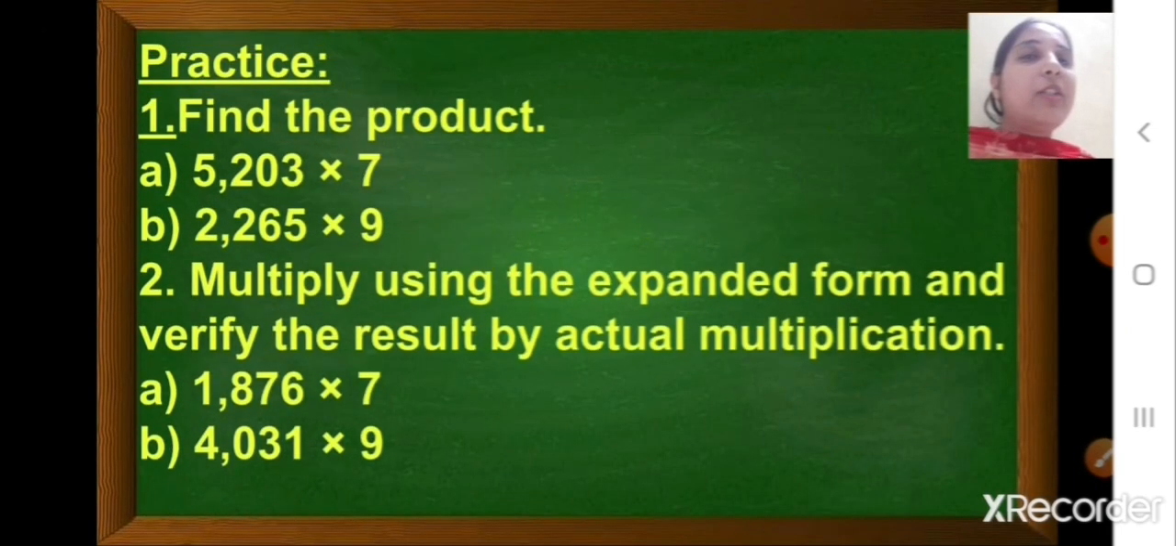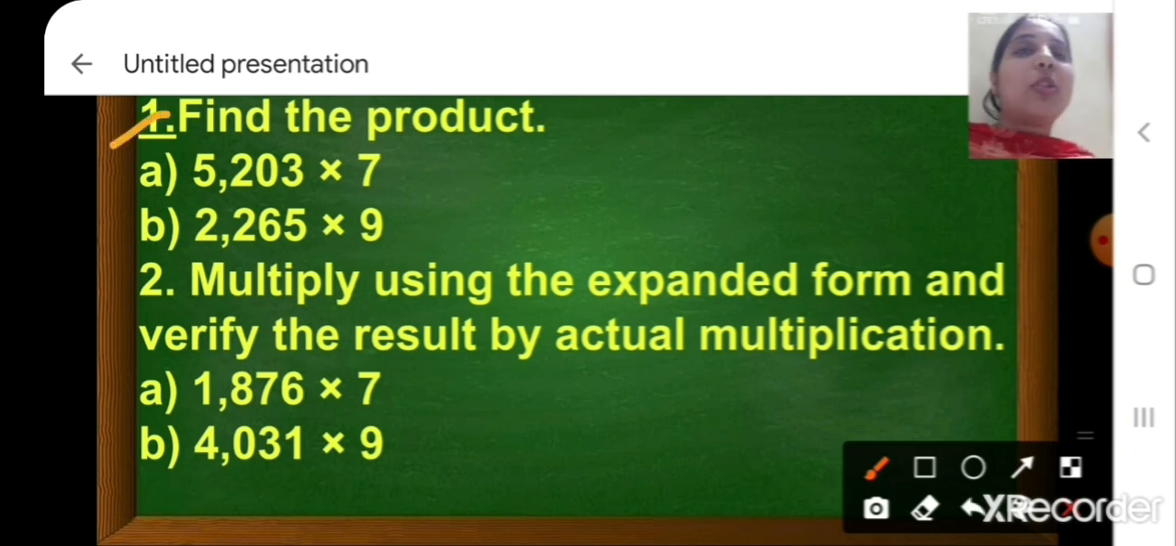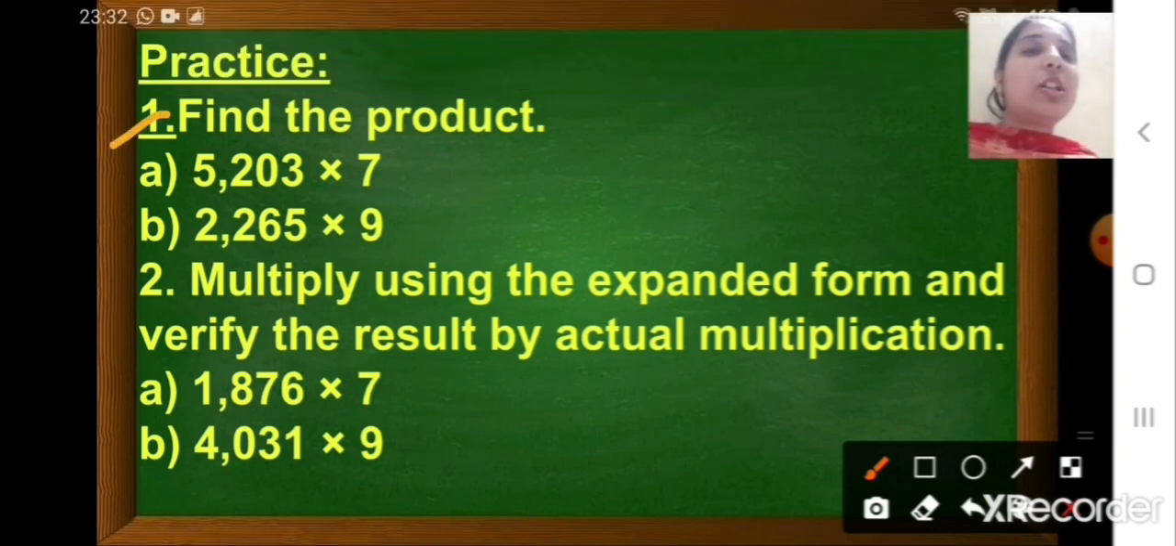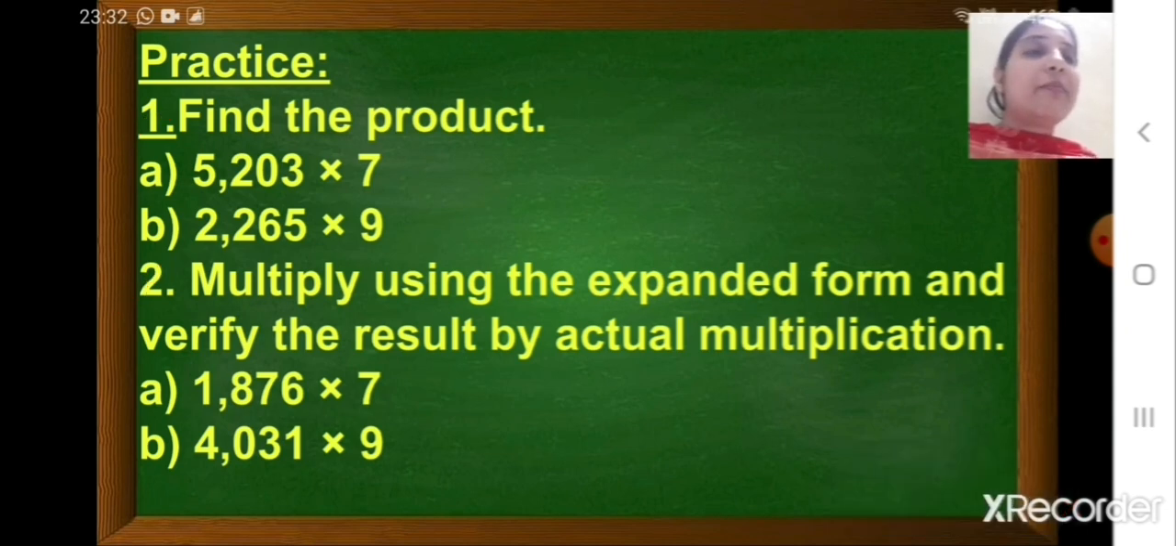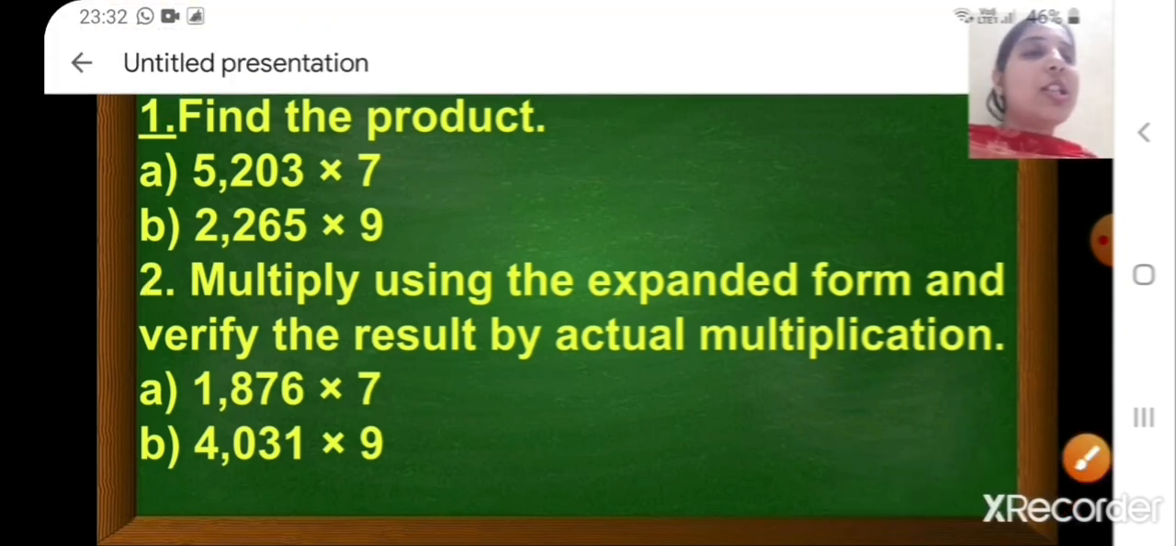Okay children, so in this way you will practice for the given questions that I have written here. You will practice for all these questions. In the first question you have to find the product, and in the second question you have to multiply using the expanded form, and then you have to verify the result by actual multiplication. Okay children, so practice for all these questions.